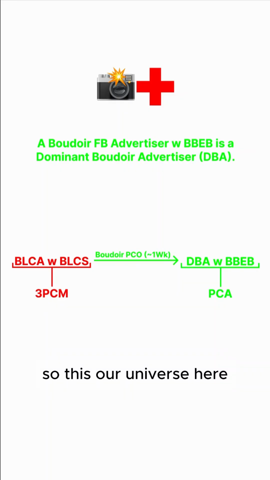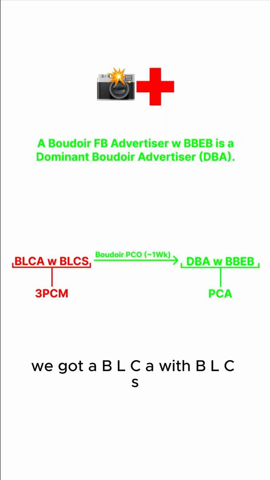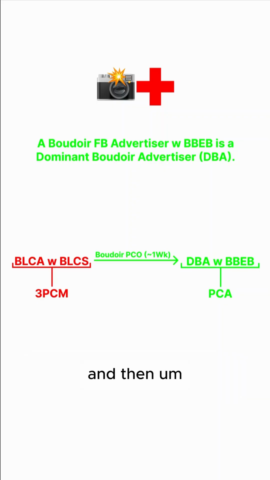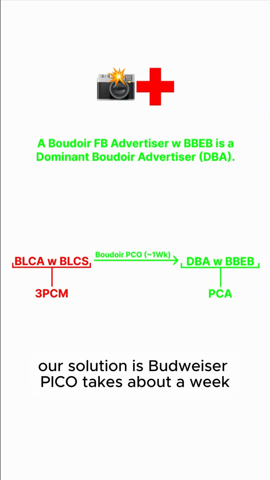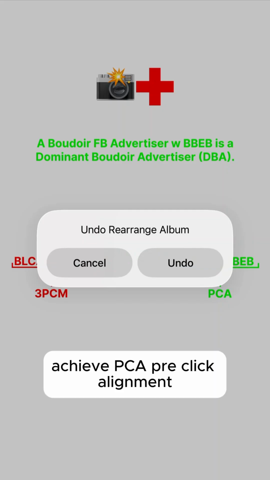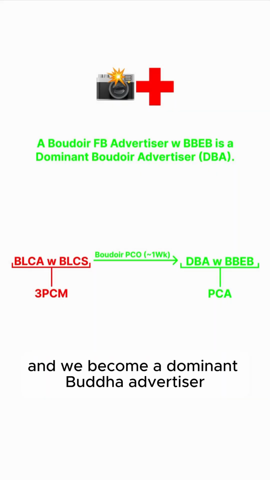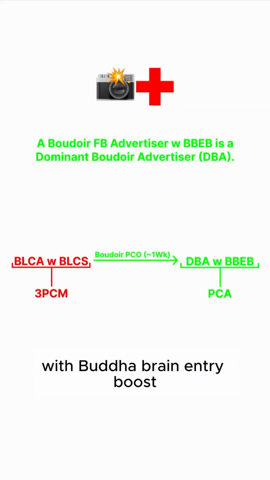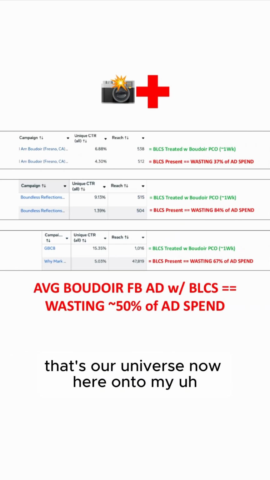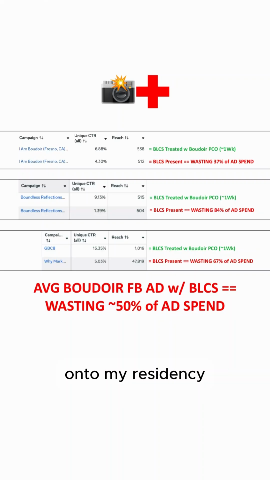So this is our universe here. We got a BLCA with BLCS. It's caused by the 3 pre-click mistakes. And then our solution is Boudoir Pico. It takes about a week. We achieve PCA pre-click alignment, and we become a dominant Boudoir advertiser with Boudoir brain entry boost. So that's our universe. Now here onto my residency.